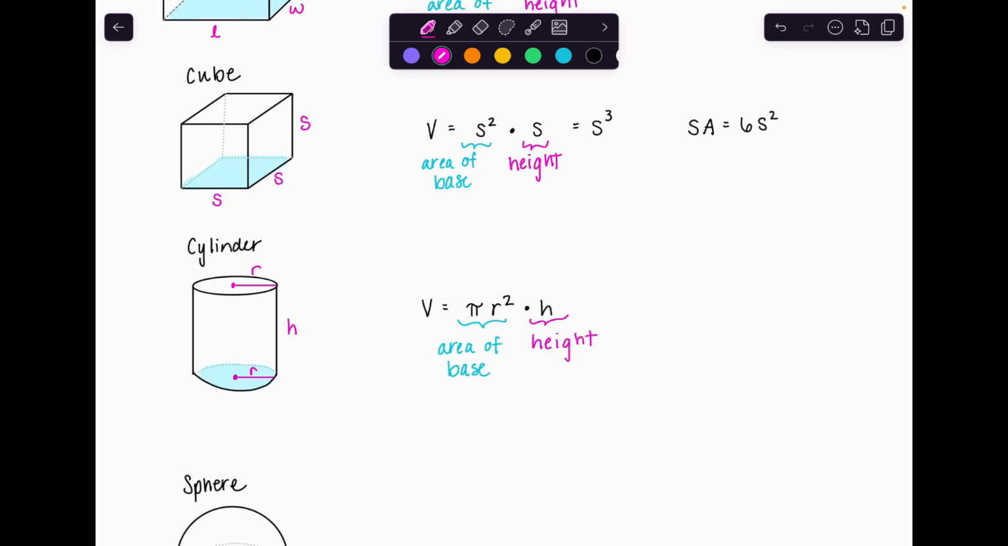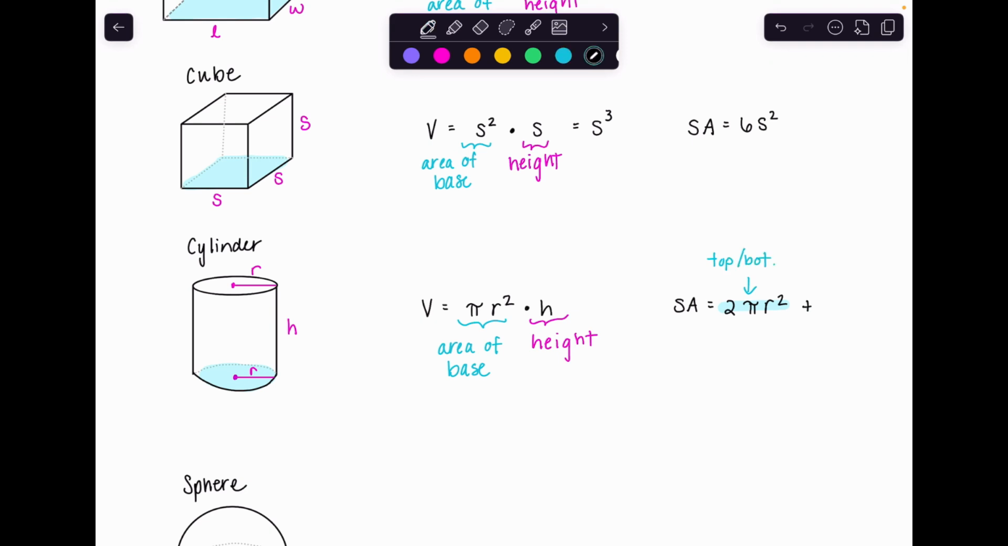Surface area is a little bit weirder here, but it's not too terrible. So I'm going to start with the easier components, which are going to be the top and bottom of this can. Each of those is a circle, so the area of those circles is pi r squared. And really you have 2 to represent the top and the bottom. So I'm going to make that distinction here. This is the top and bottom of the can.